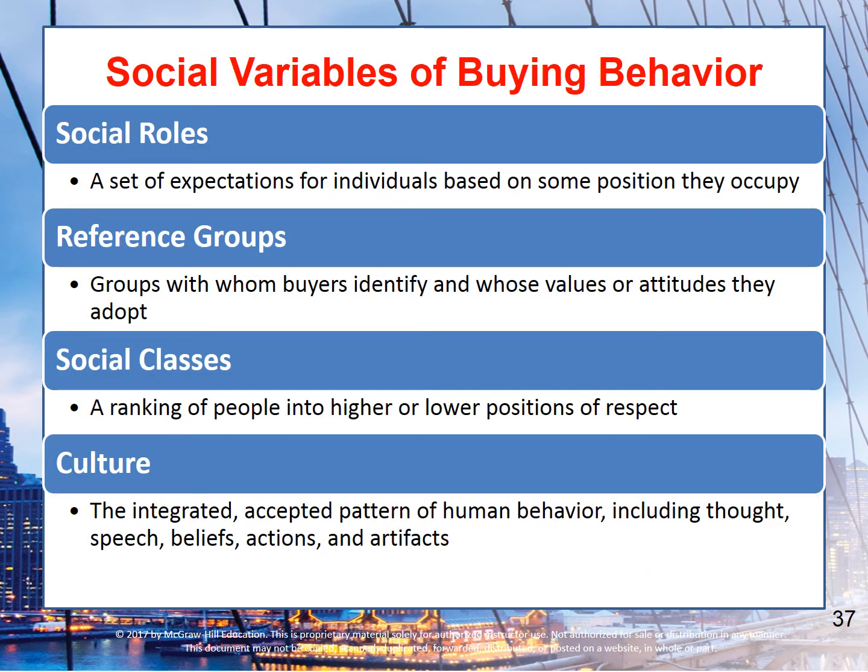Social factors also are included in buying behavior, and it's really a social role, which is an expectation for individuals based on some position they occupy. You also have other groups, which is a reference group. Buyers identify with this group. Social classing, a ranking of people into lower or higher positions of respect. And then, of course, we have our culture, which is accepted patterns of human behavior.